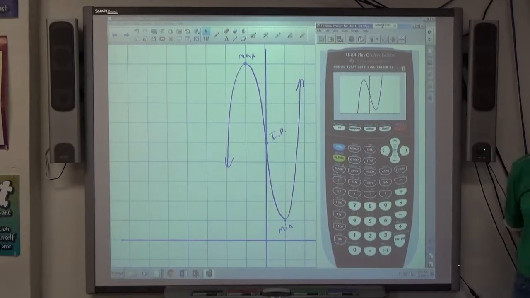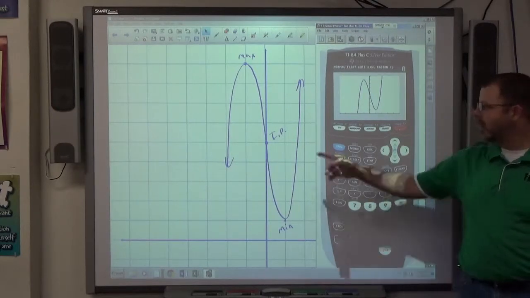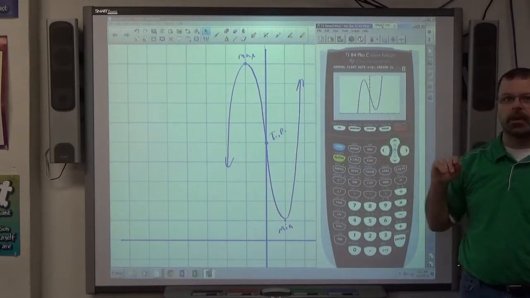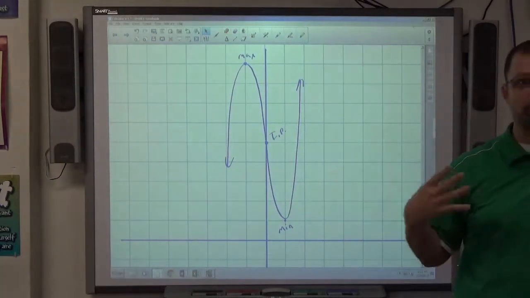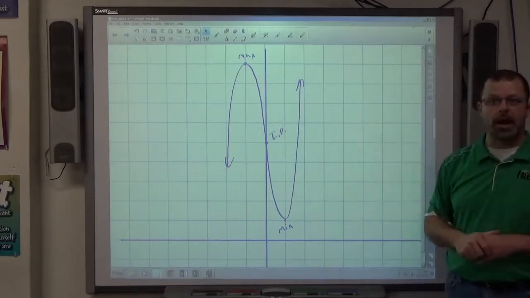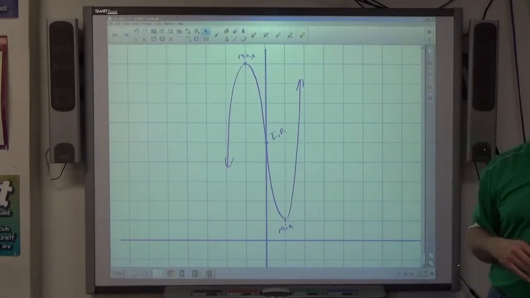All right? Again, I found 3 points. That's all I found. My graph looks very much like the correct graph, right? That's the idea. We're using calculus to minimize the number of points needed in order to make a very detailed, correct graph without having to find 5,000 points to make it happen.